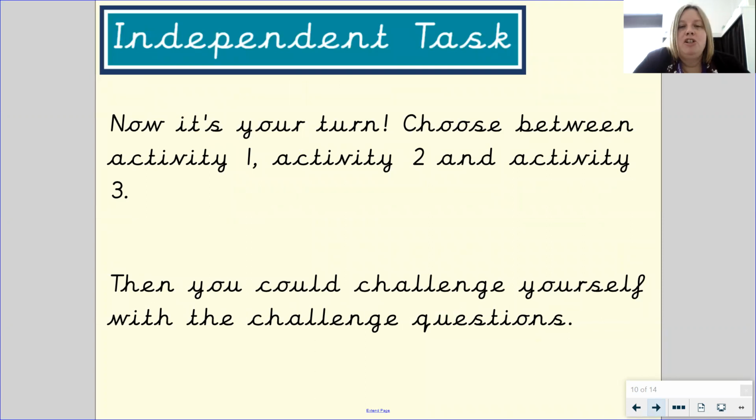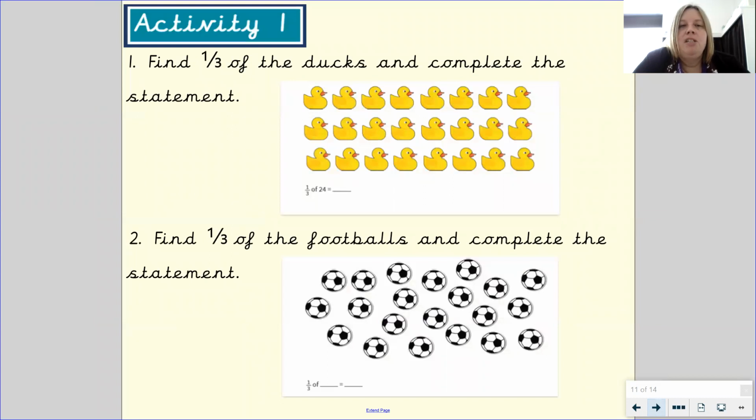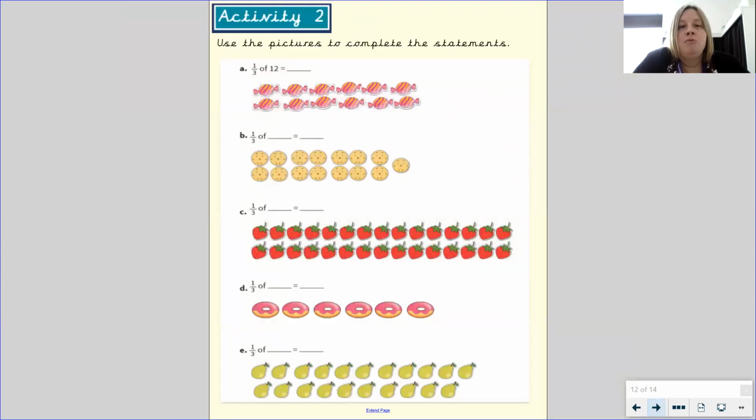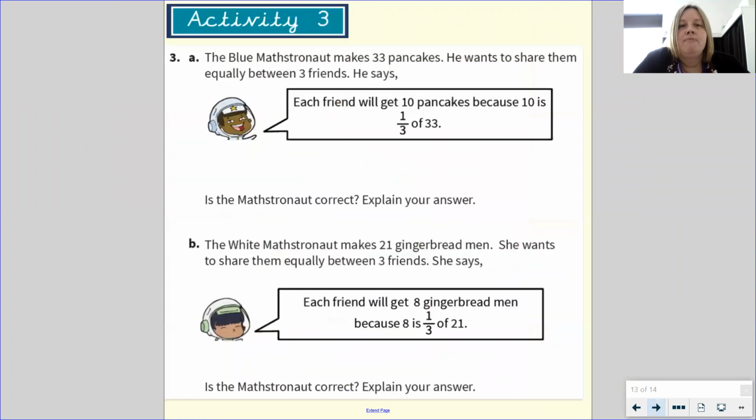Now it's your turn. Choose between activity 1, activity 2 and activity 3. Then you could challenge yourself with the challenge questions. Activity 1. Find 1/3 of the ducks and complete the statement. You might want to draw pictures to help you. Question 2. Find 1/3 of the footballs and complete the statement. You might want to draw pictures. Activity 2. Use the pictures to complete the statement. Again, you might want to draw pictures to help you.